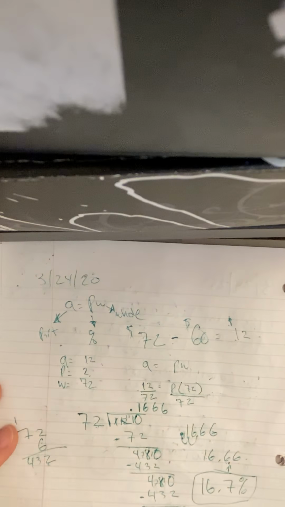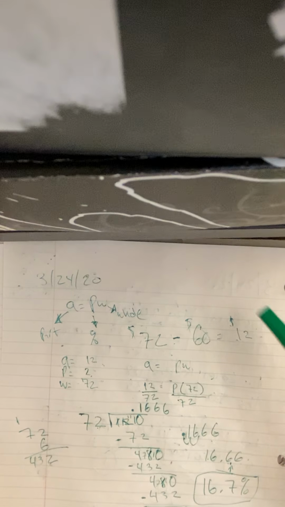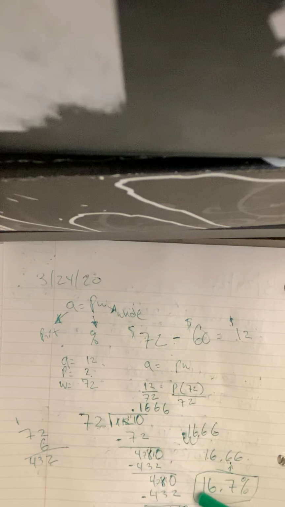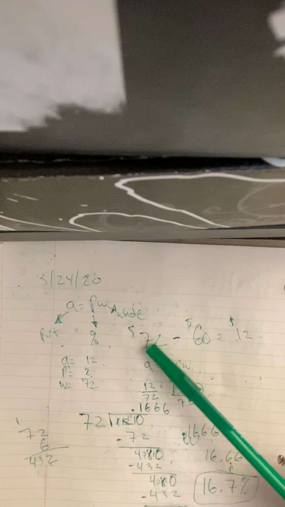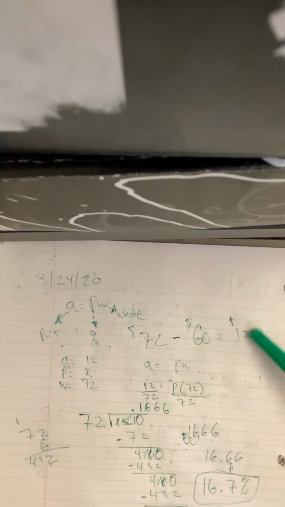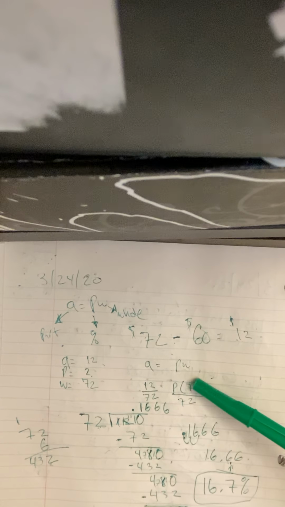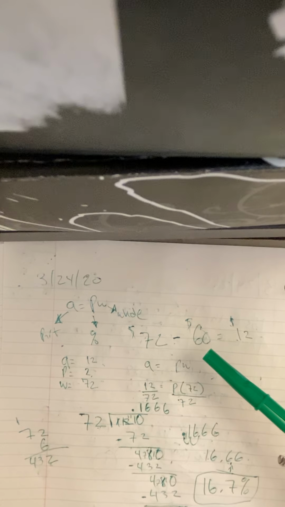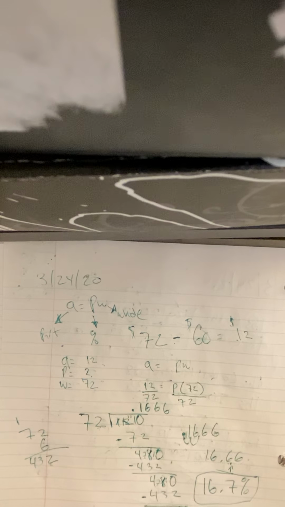So my final answer is 16.7%. This is telling me that I got 16.7% off of $72, which is 12. So my grand total for whatever I bought is $60, all right?